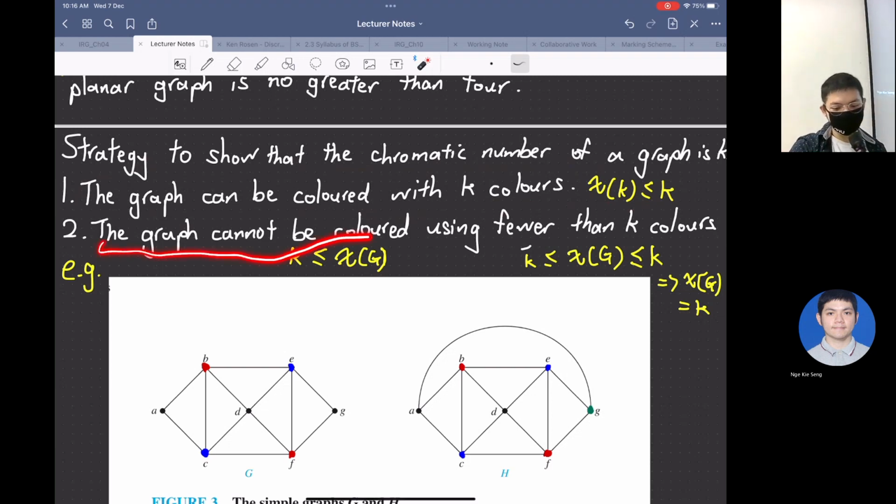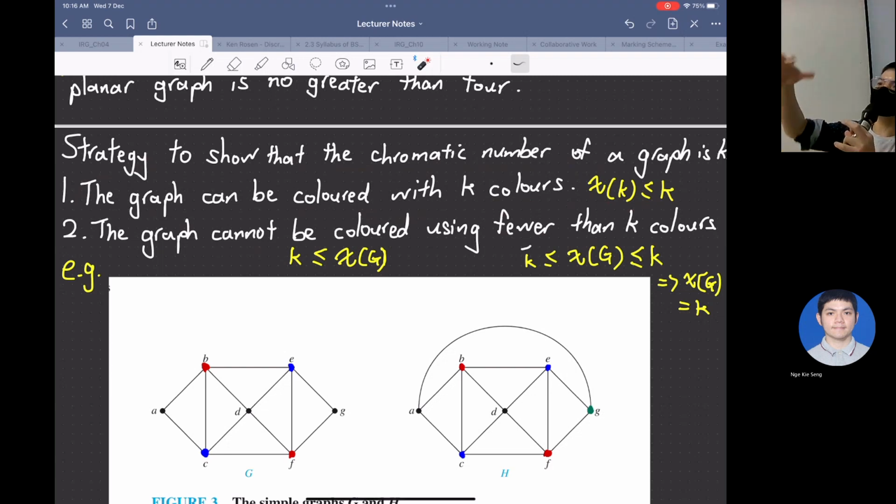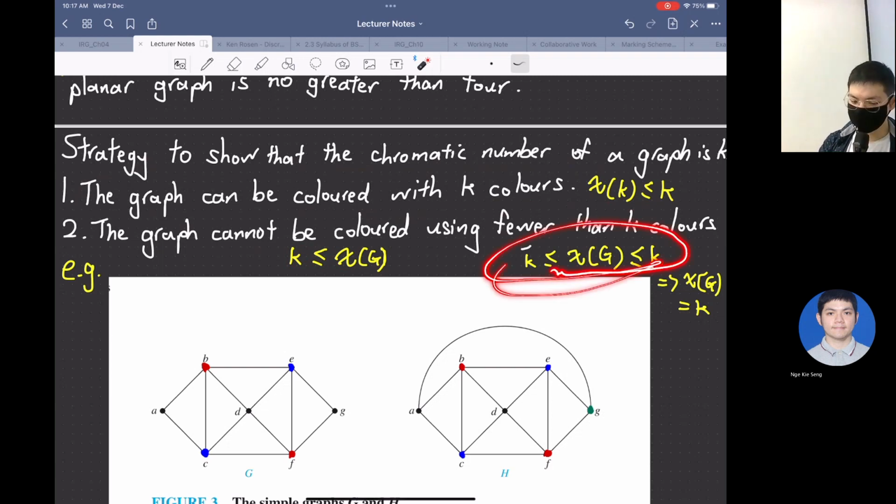The next one is the graph cannot be colored using fewer than k colors. So your least number must be at least k, because if you go below k, then it's not enough to color your graph. That's why k is less than or equal to the chromatic number. Altogether, you get that the chromatic number is equal to k, because it is less than or equal to k and also greater than or equal to k. The only way is to be equal.